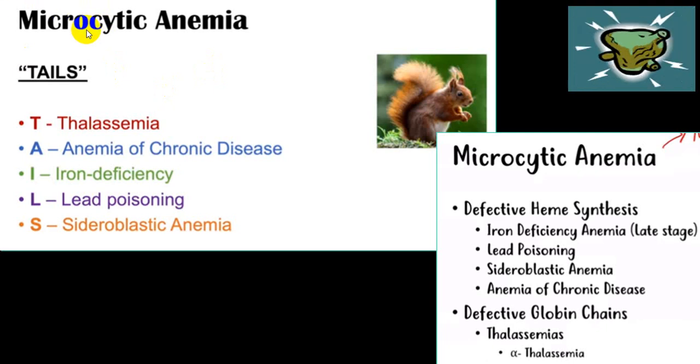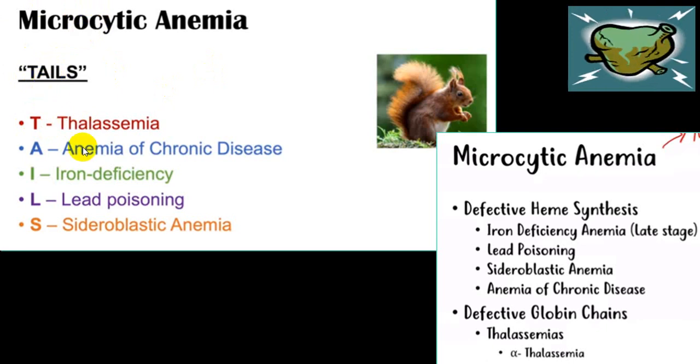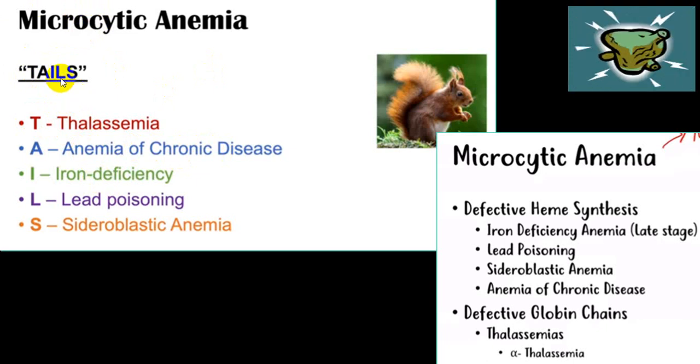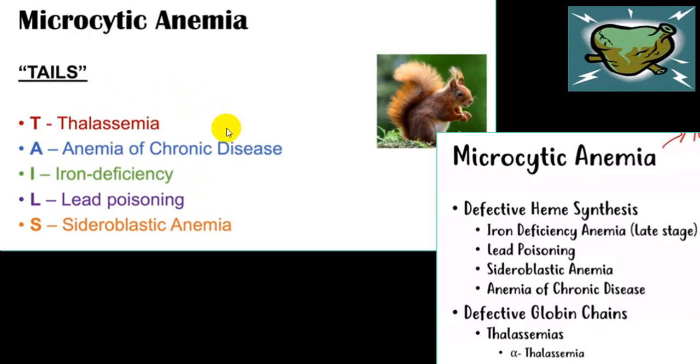One way of remembering microcytic anemia groups is TALES. T stands for thalassemia, A stands for anemia of chronic disease, or we call it chronic inflammation, I stands for iron deficiency, L stands for lead poisoning, and S stands for sideroblastic anemia. So that we call TALES.